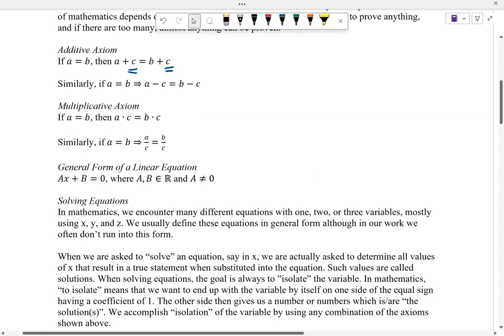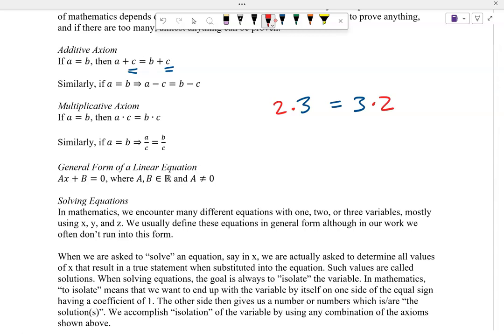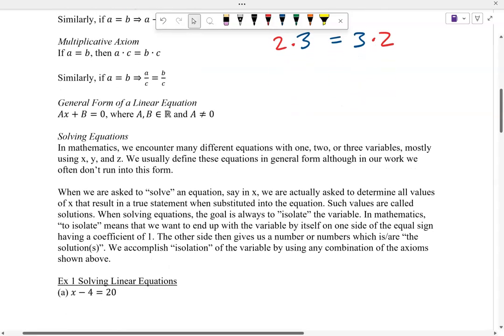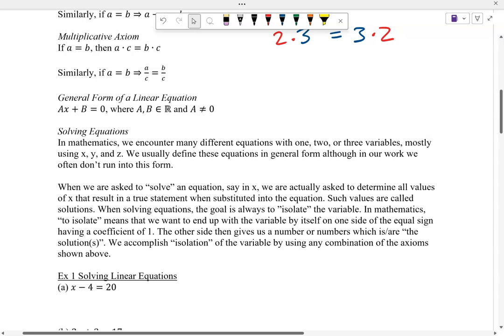The multiplicative axiom says if I have two things equal, and if I multiply one side by, let's say, 2, then to keep them equal, I got to multiply the other thing by 2 as well, right? Same thing for division. If I divide one thing by 2, I have to divide the other side by 2, and so on.